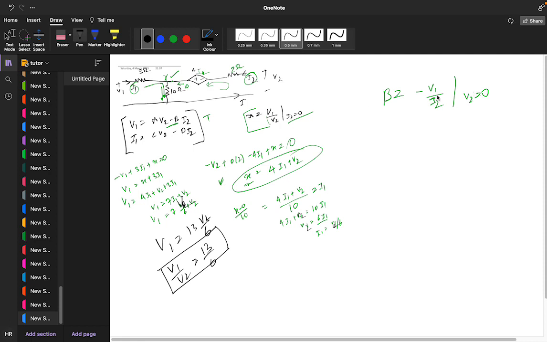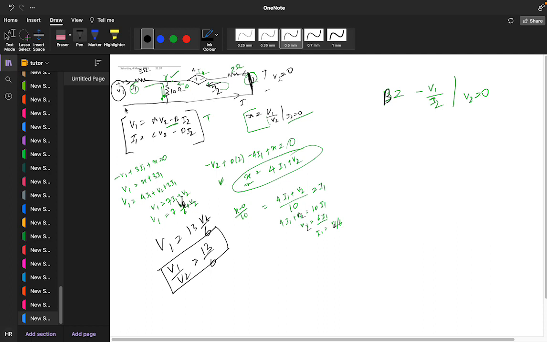So B is equal to minus V1 by I2, with V2 equal to 0. So how to solve this? V2 is 0 means what? We are just shorting this circuit. And we need to find the ratio between V1 and I2. This is your I2 current.